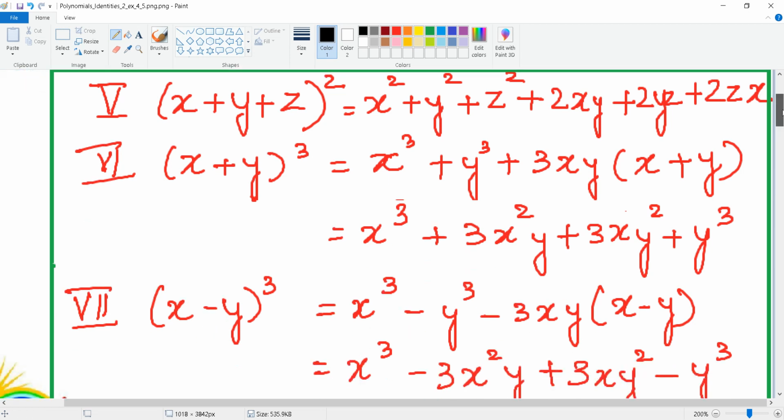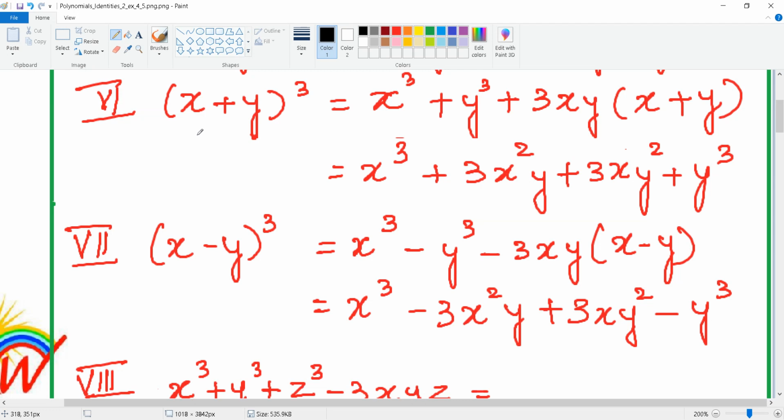Now come to the sixth identity. When you have x plus y, the whole thing being cubed, okay, you have a 3 on top. So then the formula goes like this. There are 2 ways of writing this formula. x cube plus y cube, and then plus 3xy times x plus y, or you can write it as x cube plus the 3xy multiplied by x gives you 3x square y plus 3xy square, and then plus y cube, okay? So you need to memorize these.